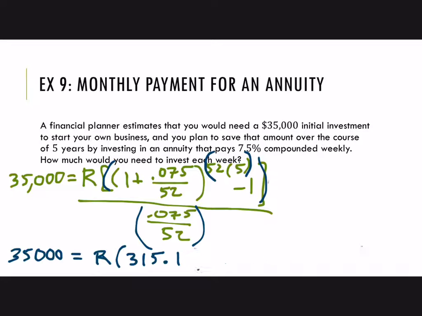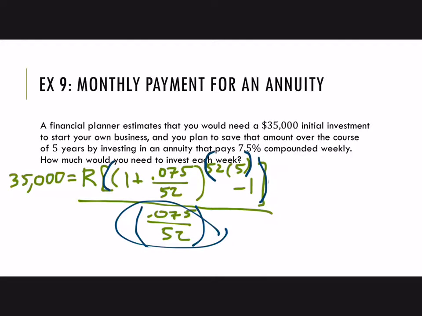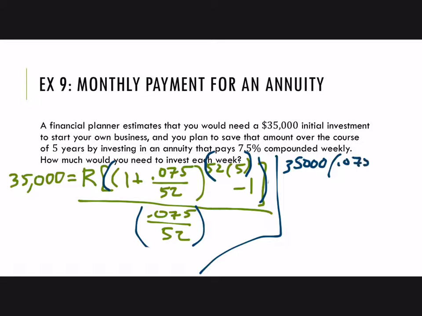Okay, so if I wanted to use algebra to isolate R at this point, the first thing I want to do is multiply both sides by this fraction in the denominator, and that way I can move that over to the other side. Okay, so we would have 35,000 times 0.075 divided by 52 on the left.